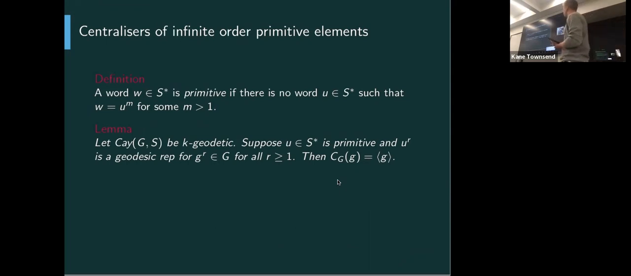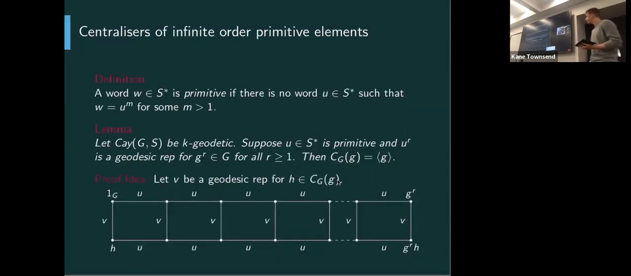Oh, I've missed some of the definition. So let the Cayley graph be k-geodetic and let G be an infinite order element. Then suppose u is a primitive word representing G, and u to the r is a geodesic representative for G to the r for all r greater than 1. Then the centralizer of G is going to be generated by G. I'm not going to go into the details of these proofs, so first let a word be a geodesic representative for something in the centralizer.